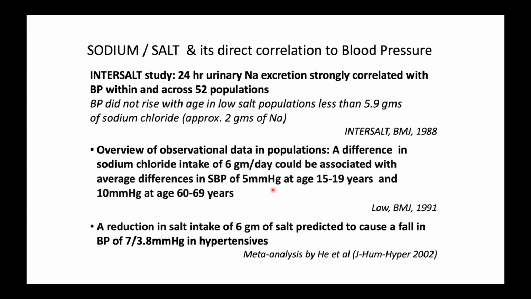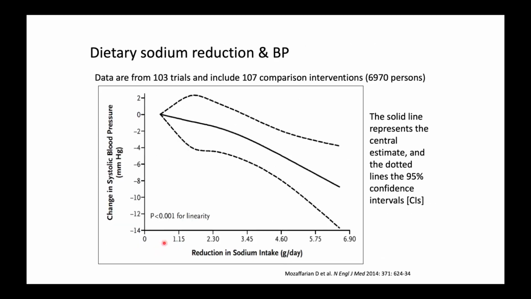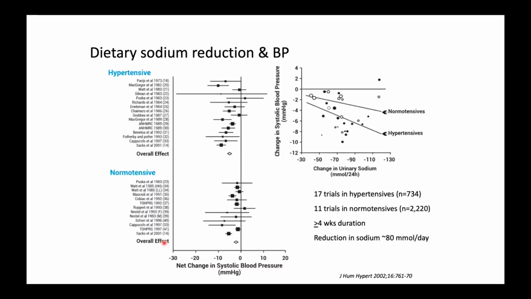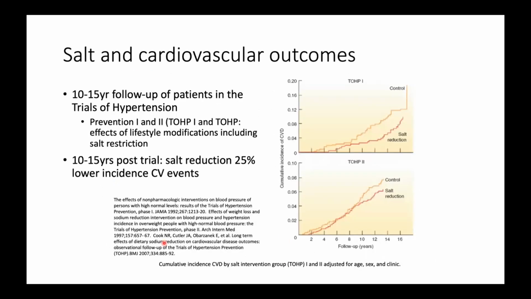And then it has been also found that if you decrease the salt intake to less than 6 grams, there will be a reduction in the systolic blood pressure of 7 and diastolic blood pressure of 3.8. And we must remember that hypertension is the number one killer among all the risk factors. So we already discussed that dietary sodium reduction leads to reduction in the systolic blood pressure, and this reduction in the salt intake will also lead to the reduction in the cardiovascular outcome.